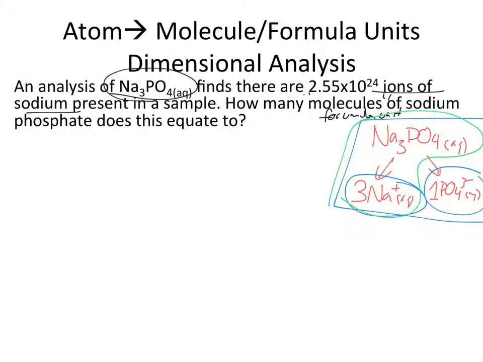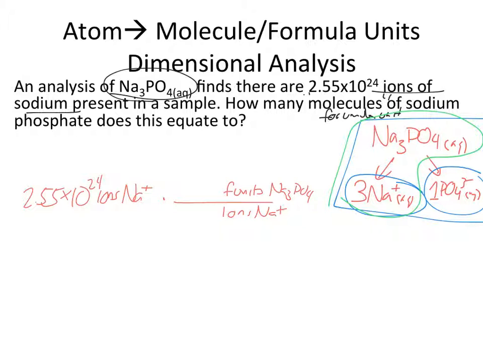So here we have 2.55 times 10 to the power of 24 ions of Na plus. All right, now we want to try to figure out molecules of sodium phosphate. So I want to get rid of this unit, ions of Na plus, so I'm going to put that on the bottom, and I want to be left with formula units of Na3PO4, formula units of Na3PO4.